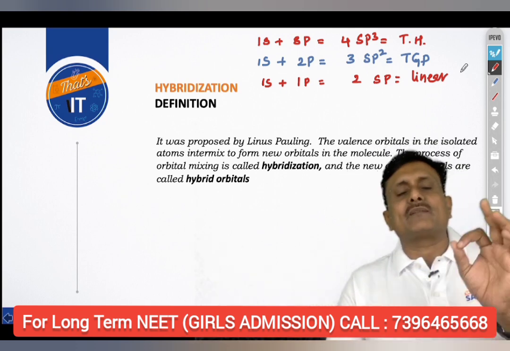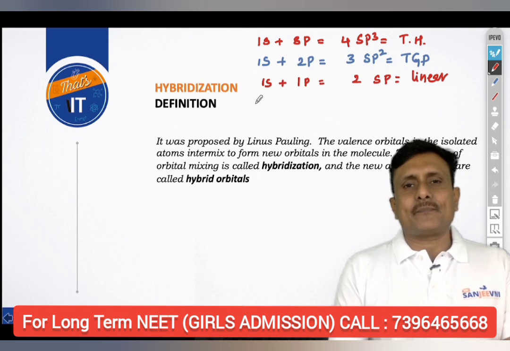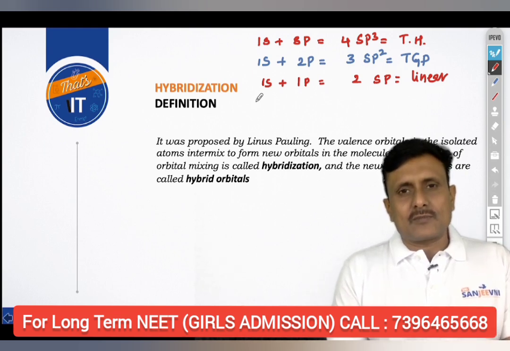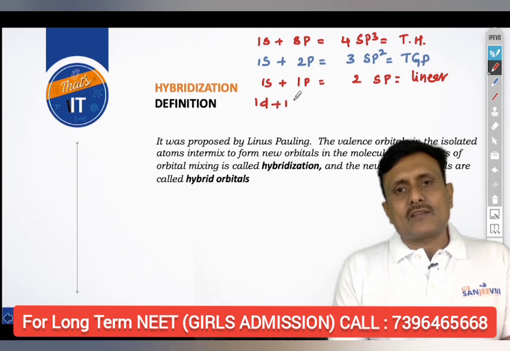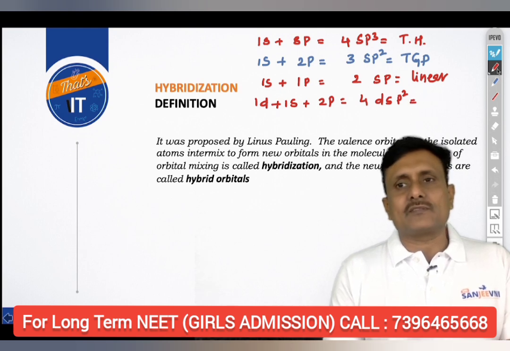There are cases where (n minus 1)d orbitals are also involved. In those cases, one such (n minus 1)d orbital, 1s and 2p give rise to 4 dsp2 orbitals. This you will see in complexes usually, and this is coplanar in geometry.